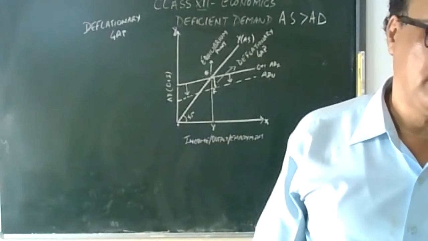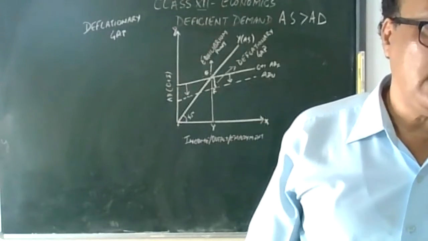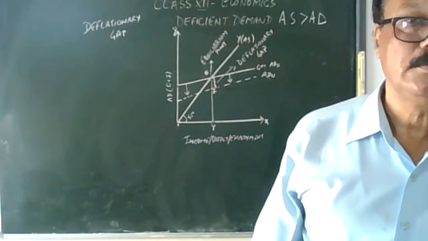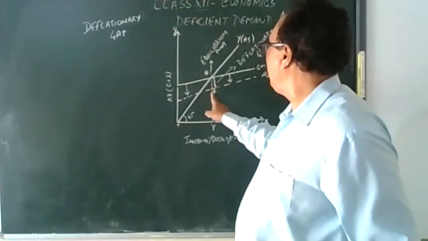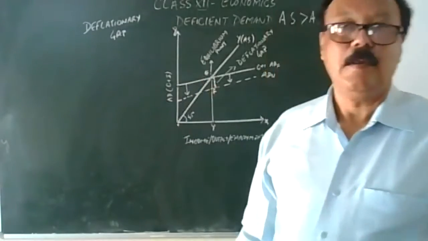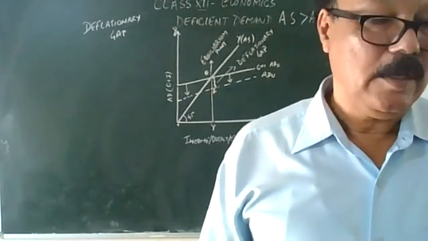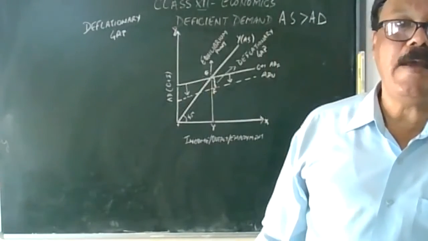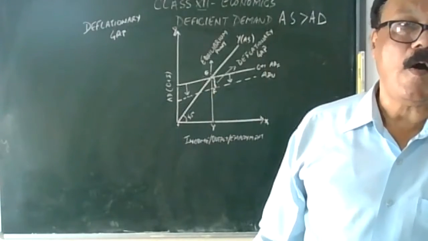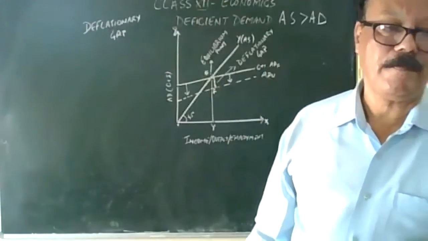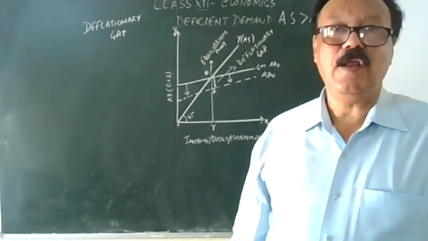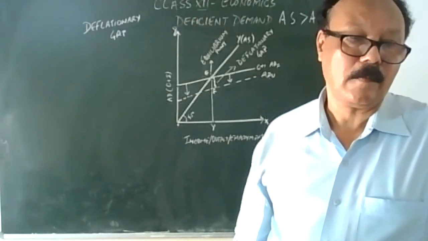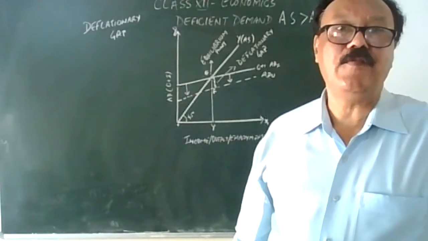Next point, the difference between the two is EF. The difference between the two is EF, which is a measure of deflationary gap or deficit demand.